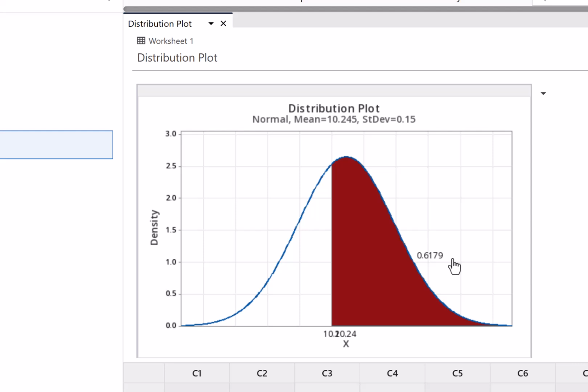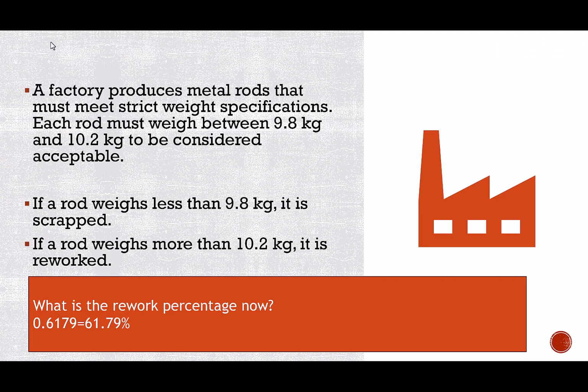Because the 10.2 cutoff is lower than our new mean of 10.245, we can see that over half of the rods would have to be reworked in this new scenario. We got 0.6179. So to finish off, we'll write 0.6179 as 61.79%.